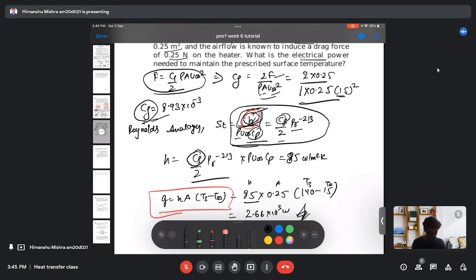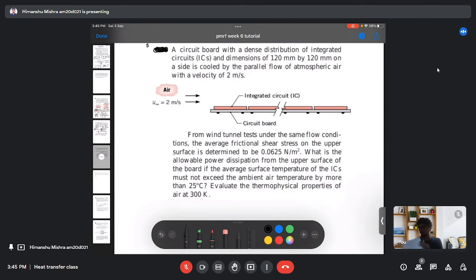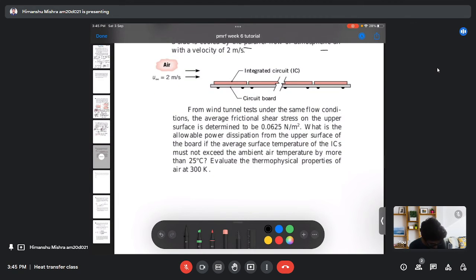So let's move to a different question. In this question, there is a circuit board with a dense distribution of integrated circuits, with dimensions of 120 by 120 mm. One side is cooled by parallel flow of atmospheric air with a velocity of 2 meters per second. From a wind tunnel test, they determined the frictional shear stress on the upper surface, which is 0.0625 Newton per meter square. What is the power dissipation if the temperature should not exceed 25 degrees Celsius? And the properties should be taken at 300 Kelvin.